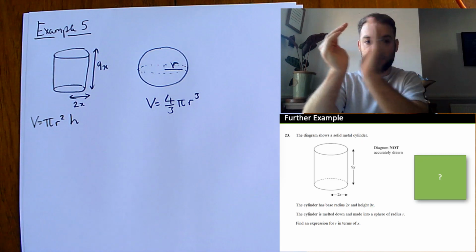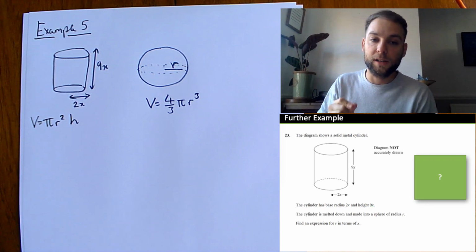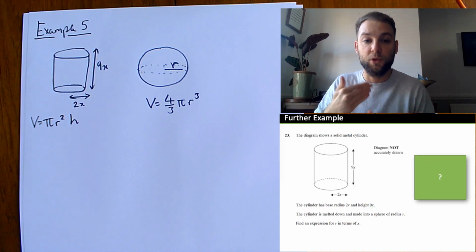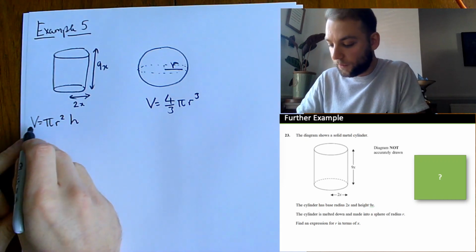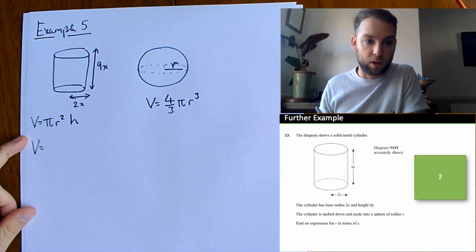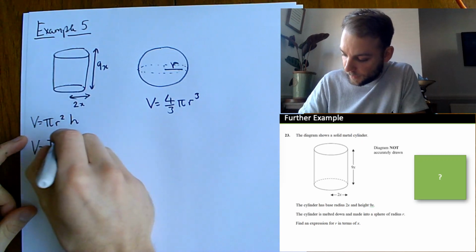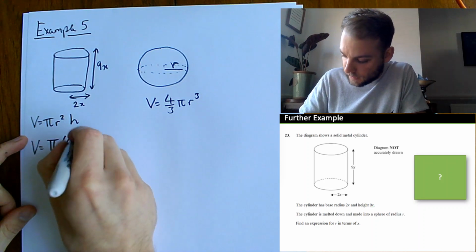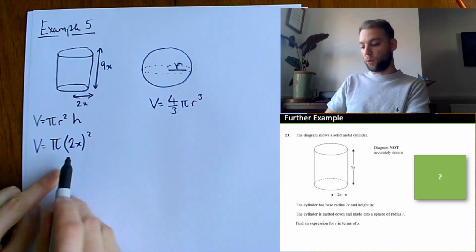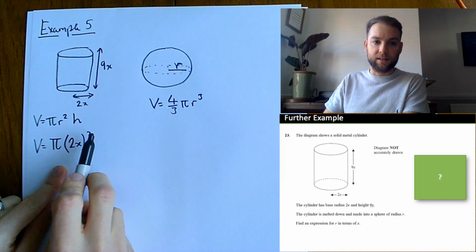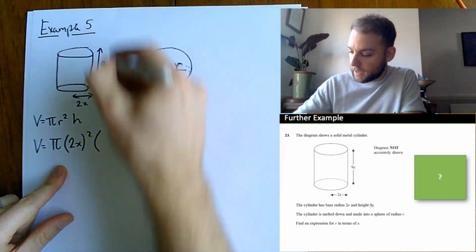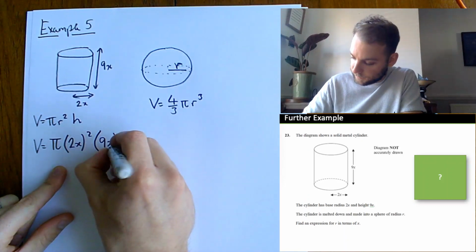Notice previously I used those mini brackets. This can come up on non-calculator and does come up on non-calculator. So we're going to stay away from our calculator with this one because we don't know what these values are. Everything's in terms of x. So the volume of this one is equal to pi times by my radius, which is going to be 2x squared. Notice that I've put all of this in a bracket squared. Times by my height, which is 9x.